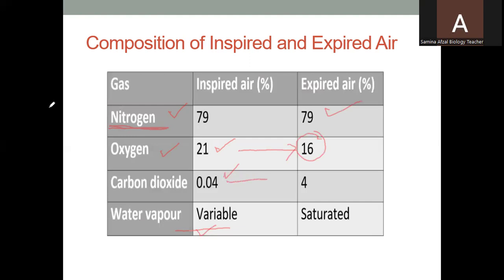Carbon dioxide, which was 0.04%, increases to 4% because it is a harmful gas which is produced as a result of respiration. So it should not be present in the body. It should be excreted out. So all the carbon dioxide is excreted out, and water vapors will be saturated. That is, there will be a higher concentration of water.